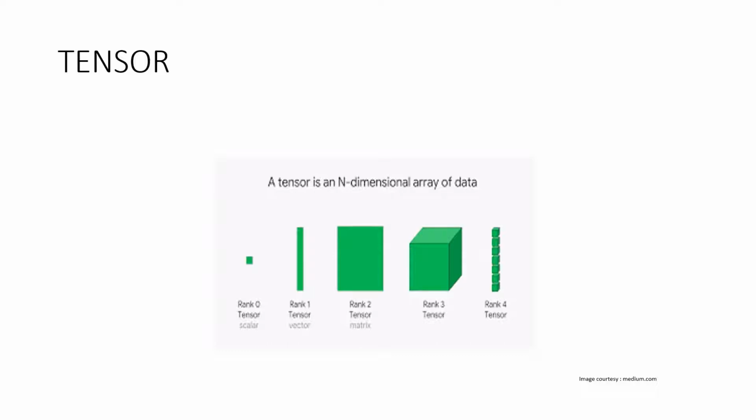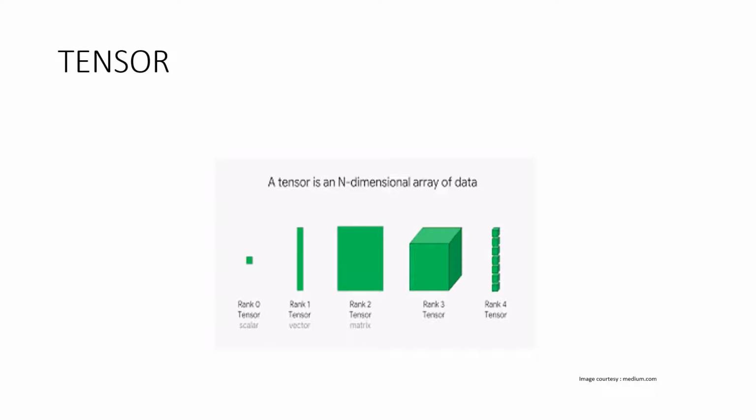A rank 3 tensor means a three-dimensional tensor that is like matrices placed one after another. You can see it in the figure.